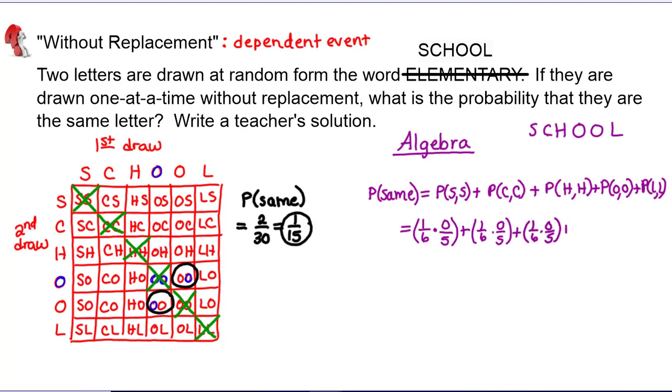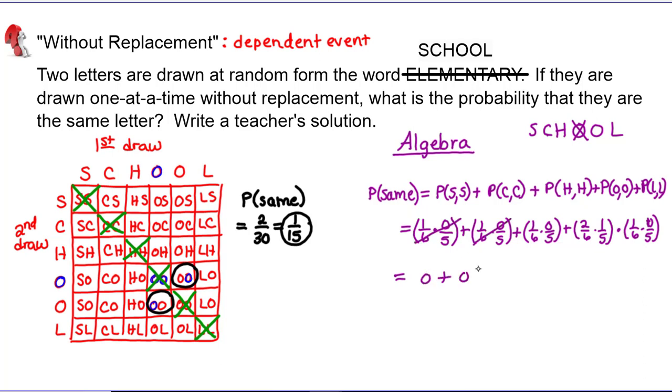Now the O's. The probability of the O's is going to be 2 out of 6, but now I'm taking one of those O's out, so that means there's only 1 O left, and there's only 5 things left. So it's 1 out of 5, because basically I took an O out. All right, the probability of the L's is going to be 1 out of 6 times 0 out of 5, because we took an L out. All right, 0 times anything is 0.